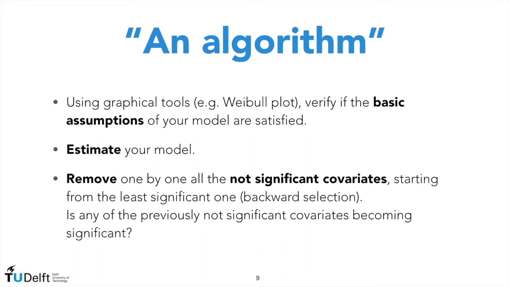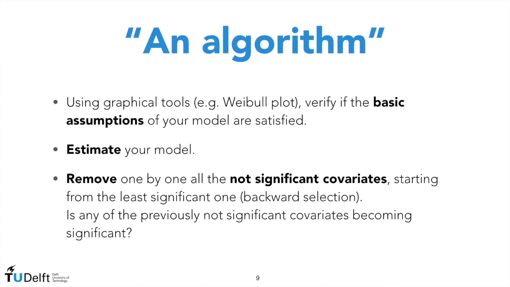Now, assume for example that we think that our data somehow follow a proportional hazard model with Weibull intensity. Why don't we use a Weibull plot just to check if the basic assumptions are satisfied or not? Remember that estimating a given model on the wrong data is totally useless, if not dangerous. We can then estimate our model.